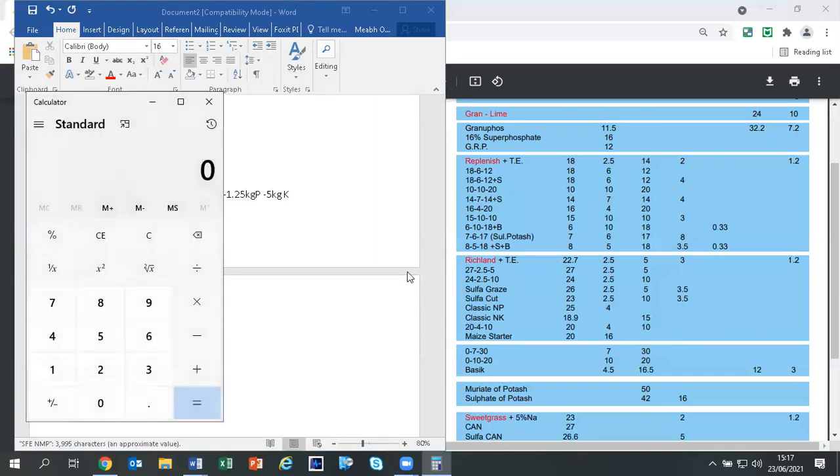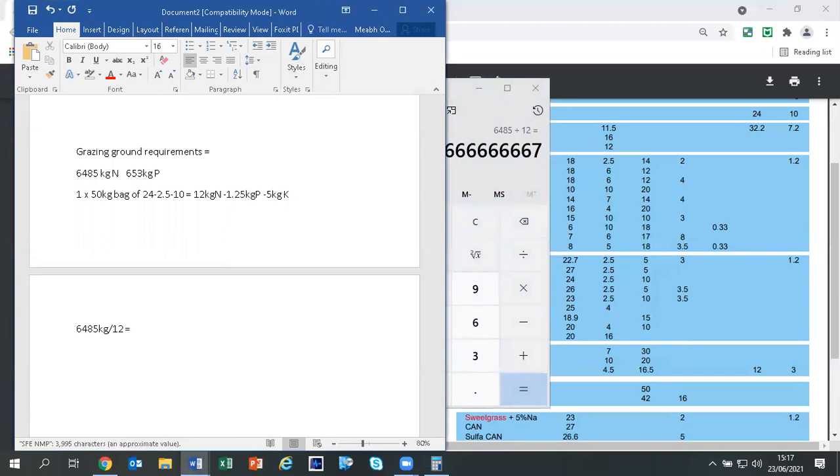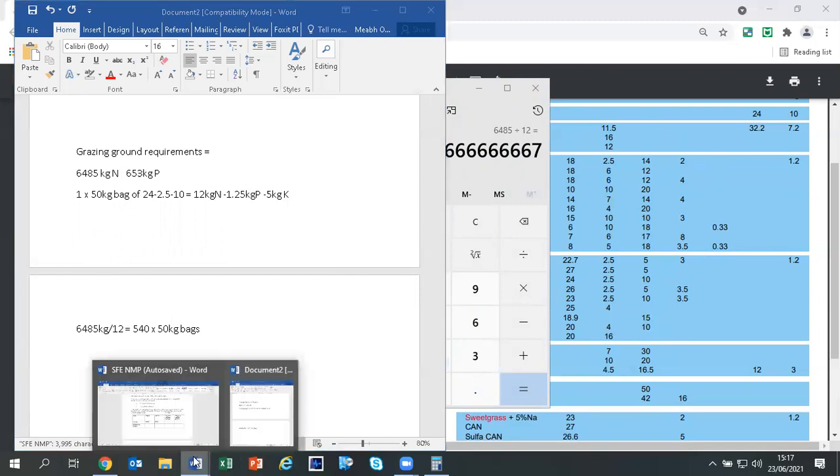So I'll just open up my calculator here. So 6,485 divided by 12 equals 540 50 kilo bags. Okay, that's how many bags we require. Okay, so we are going to need 540 50 kilo bags in order to meet that requirement of 6,485 kilos.